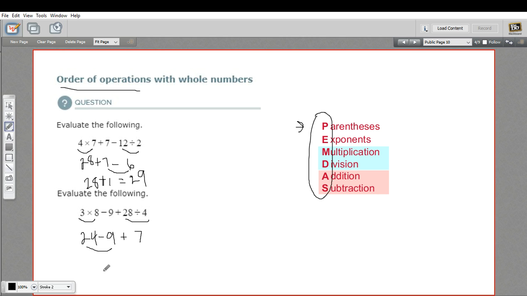So 24 minus 9, that's 15. So this is 15 plus 7. And 15 plus 7 is 22. So that is how to do these multiplication, division, addition, and subtraction problems using the order of operations.